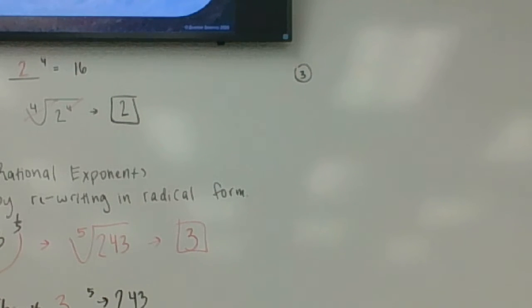Let's try another one. Okay, we know that the fourth root of 81 is 3. And the fourth root of 256 is 4. What do you guys think the fourth root of 250 is? I would say 3.9, 3.8. So close.